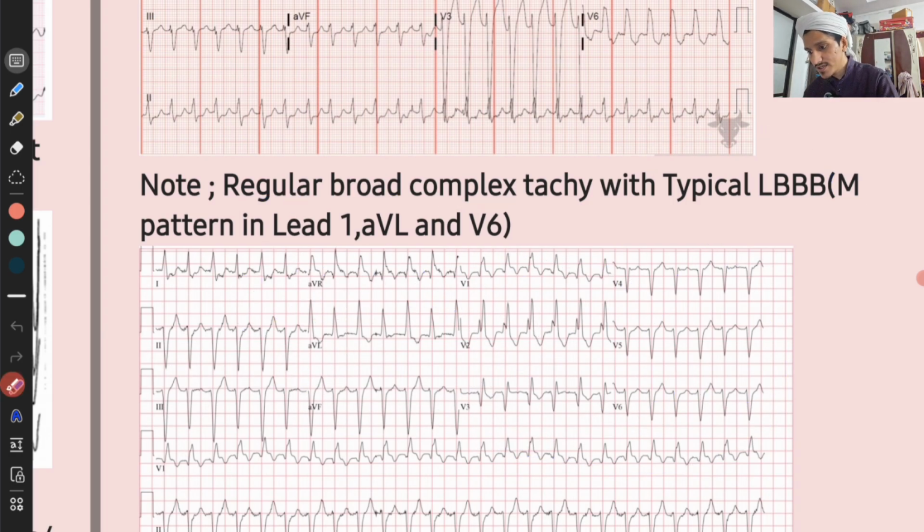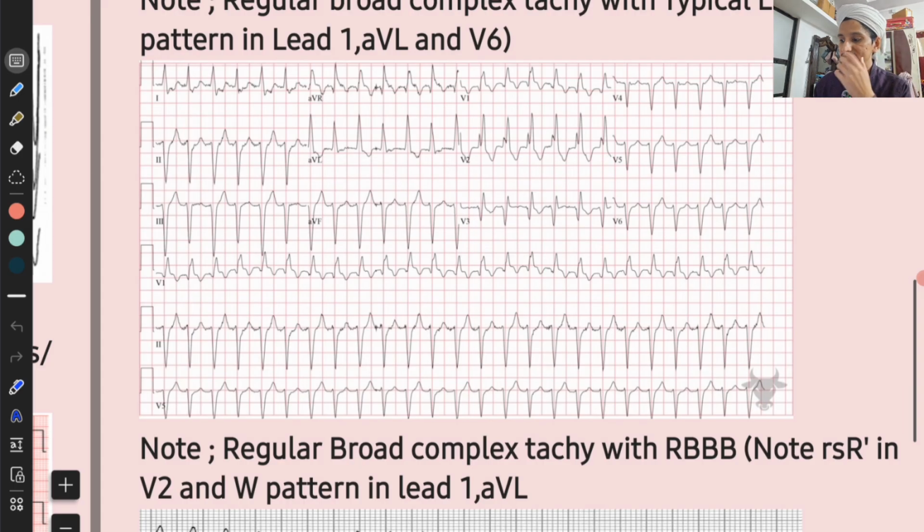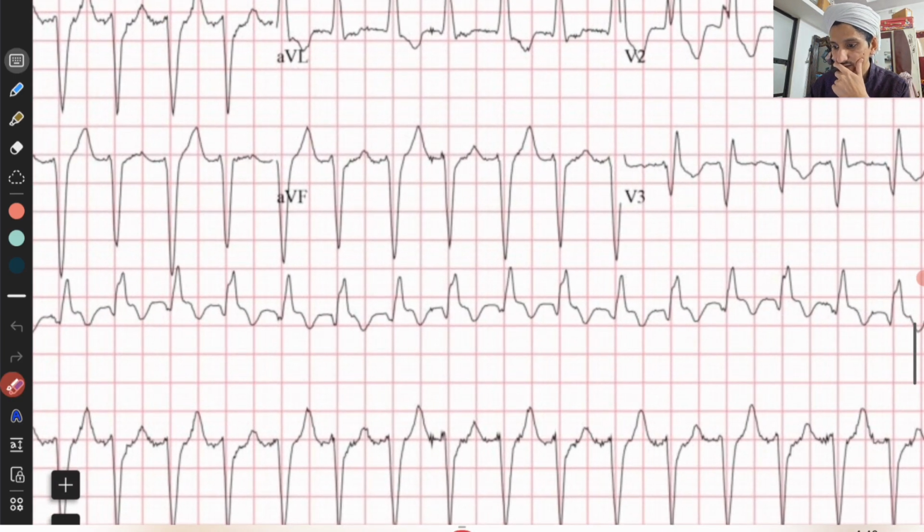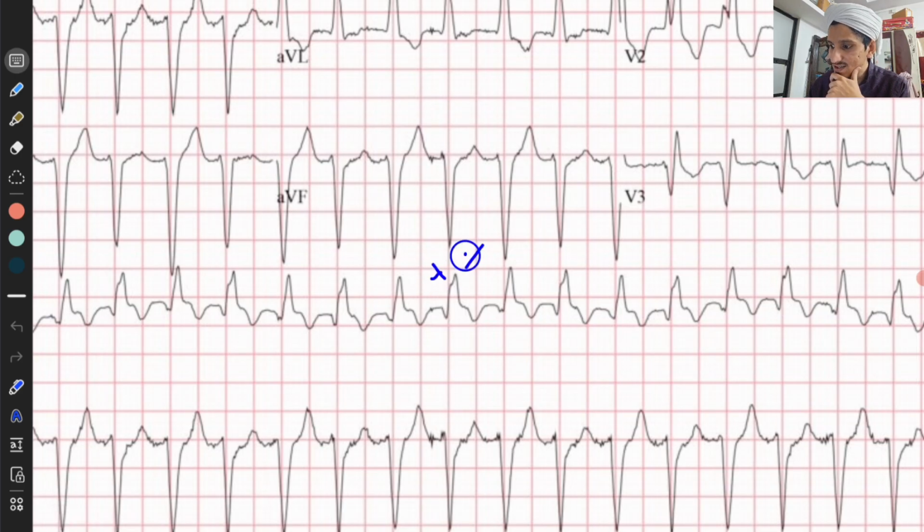Now, another ECG. This is an example of a regular broad complex tachycardia with RBBB. See here, these are regular rhythm, QRS complexes are wide. But see the V1, I will zoom this. You will clearly see. If this is the left ear and this is the right ear, then the right ear is taller than the left ear. So that means it is RBBB.